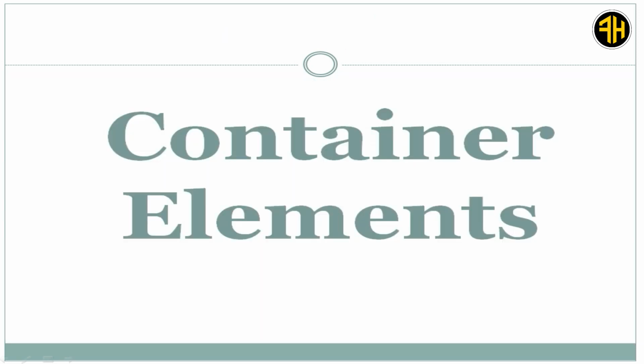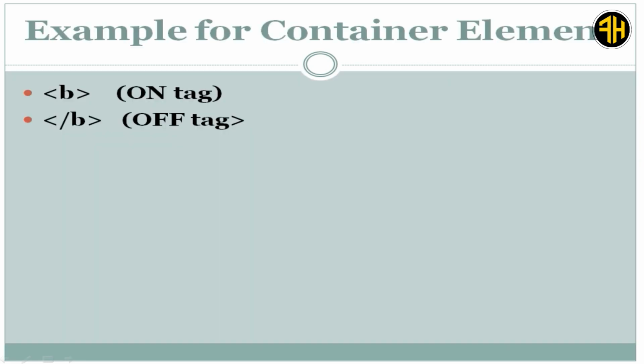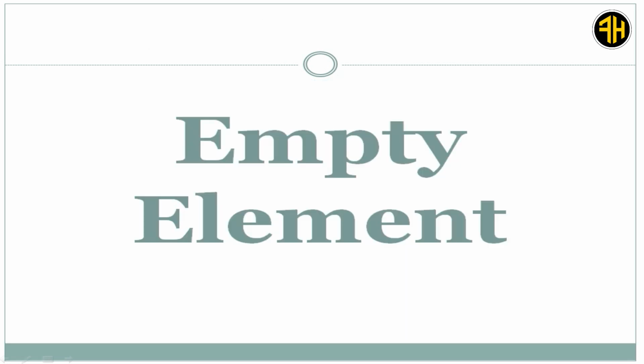Container elements. HTML elements that include both on and off tags are called container elements. Less than sign B greater than sign, this is the tag for bold. Less than sign slash B greater than sign. So you can see that the first is the on tag and the second one is the off tag.